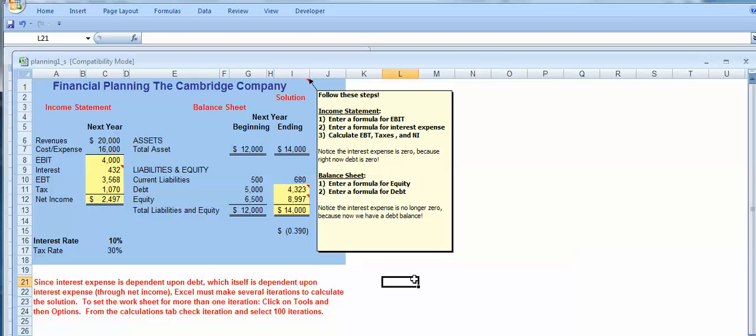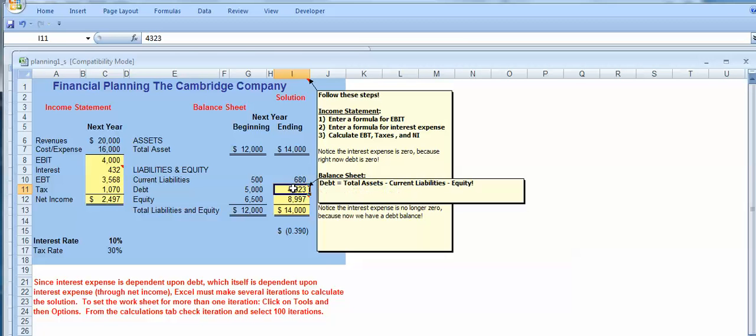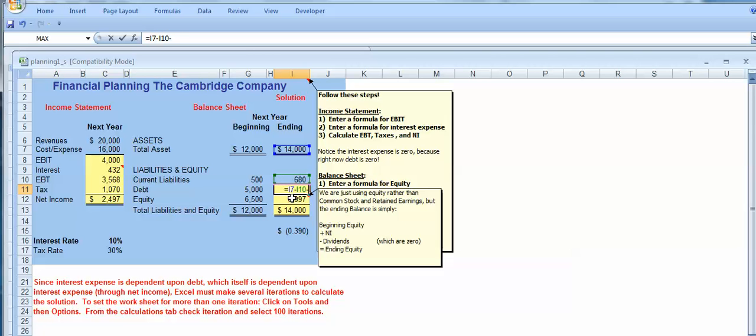Fortunately, we can make use of Excel's iteration capacity, that it will go through a number of iterations on our worksheet. Let's enter a formula for debt, because notice we were taking debt with simply our plug. It was the difference between total assets, current liabilities, and equity. So let's put in that formula. Equals assets minus current liabilities minus equity.